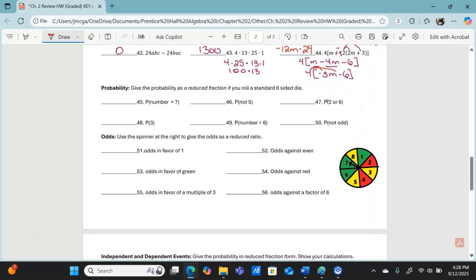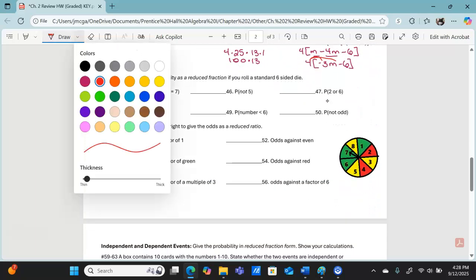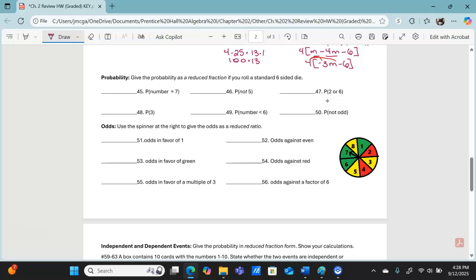And then we hit probability. Give the probability in reduced fraction if you roll a standard 6-sided die. What's the probability that you get a number equal to 7? There are none of them, so it would be 0. A number that's not 5, well, that would be 5 out of the 6 aren't 5. That would be 1, 2, 3, 4, and 6. 2 or 6, that would be 2 out of the 6, which would reduce to 1/3.